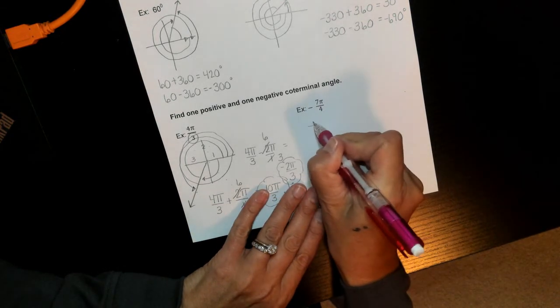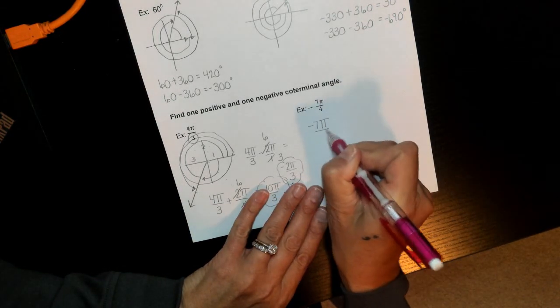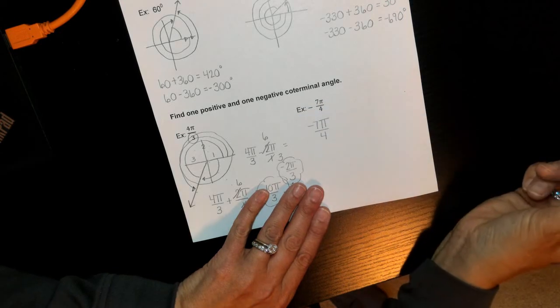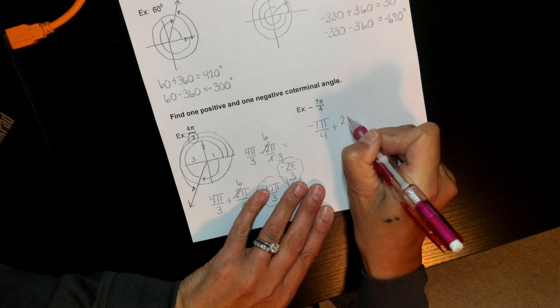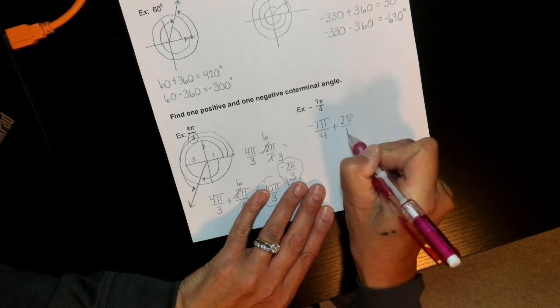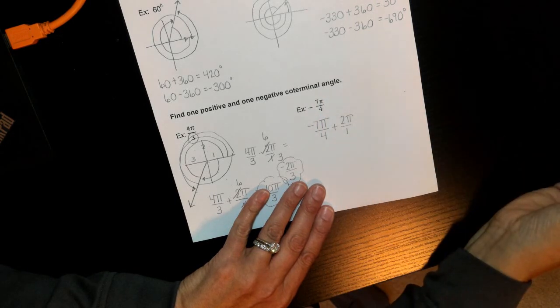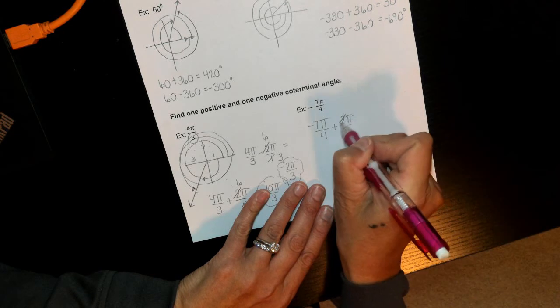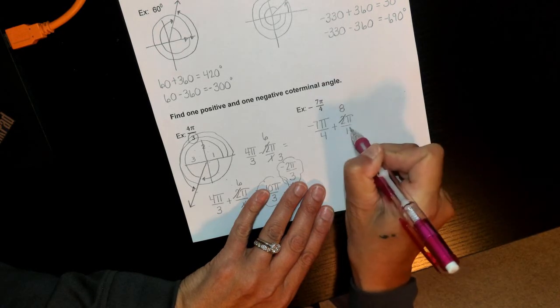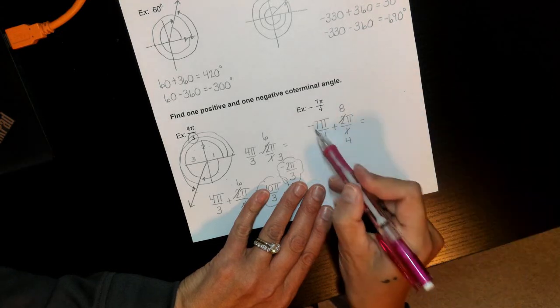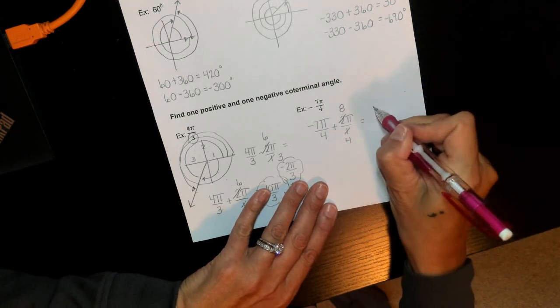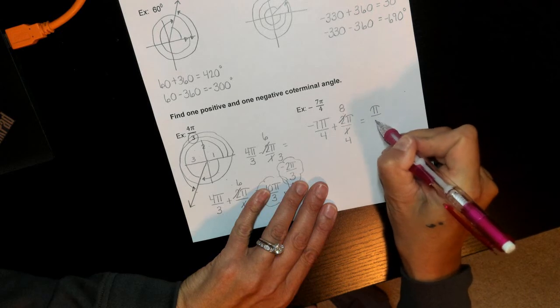Negative 7 pi over 4. If I want to find a positive coterminal, I just add 2 pi. But remember, in order to combine these, you need a common denominator. So this becomes 8, and this becomes 4. My positive coterminal, negative 7 plus 8, is 1 pi over 4.